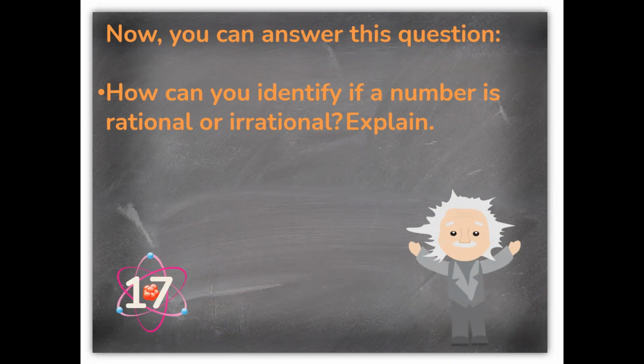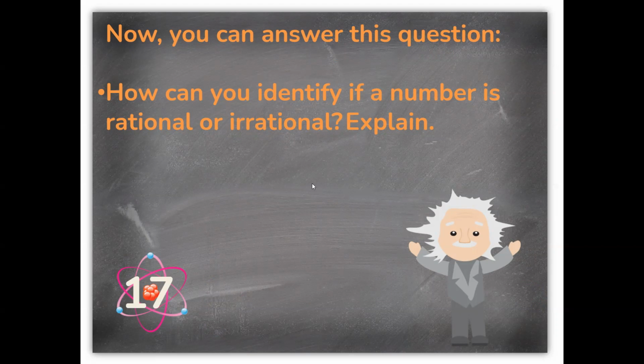So I want you to pause the video and answer this question. Come up with some kind of a checklist or a routine that you can do to figure out how you can identify if a number is rational or irrational. And I want you to explain that process to me. So pause the video and answer that question. So you can come up with your own way.